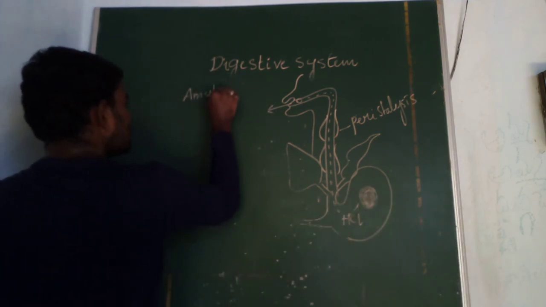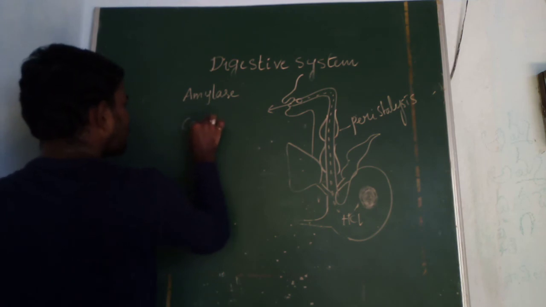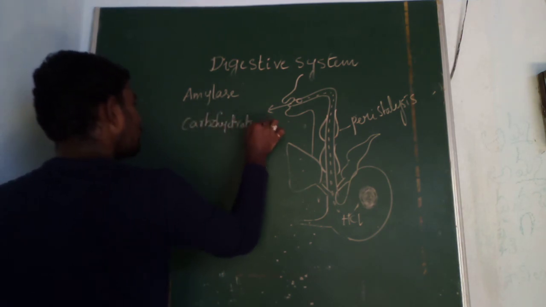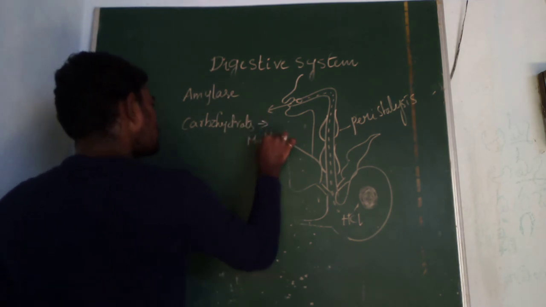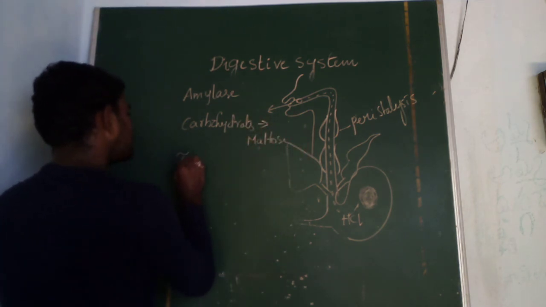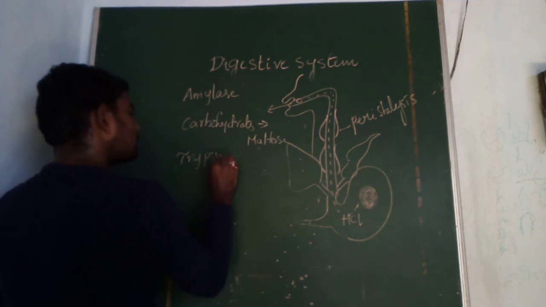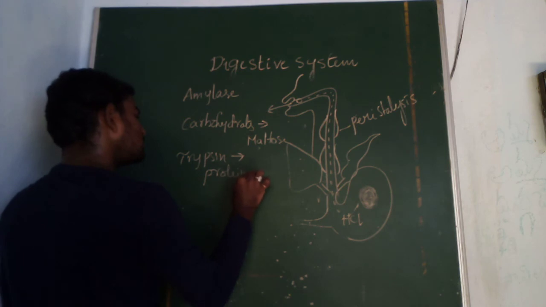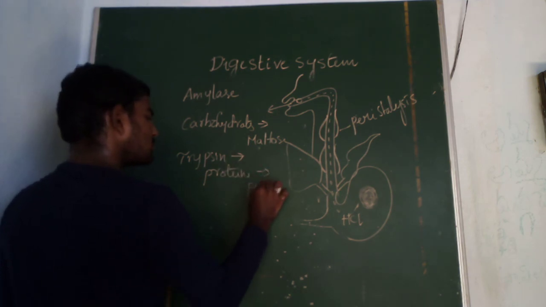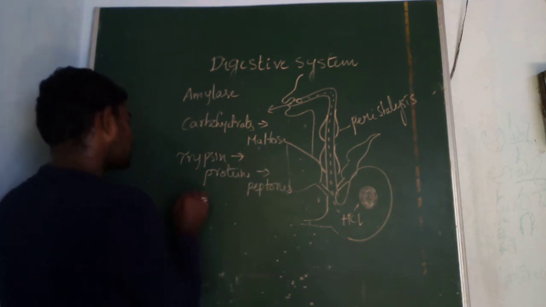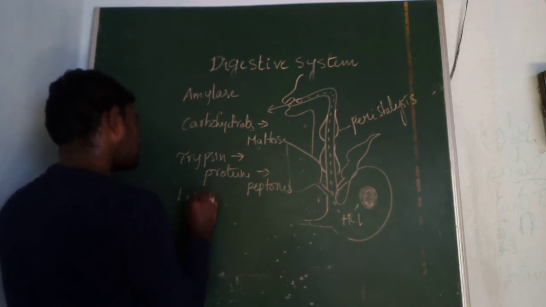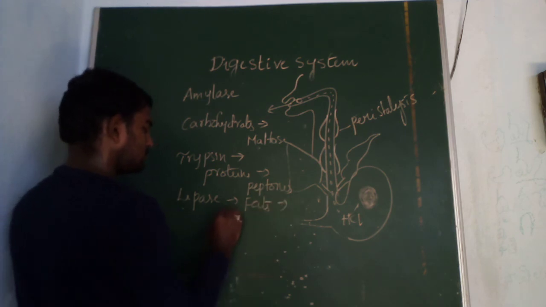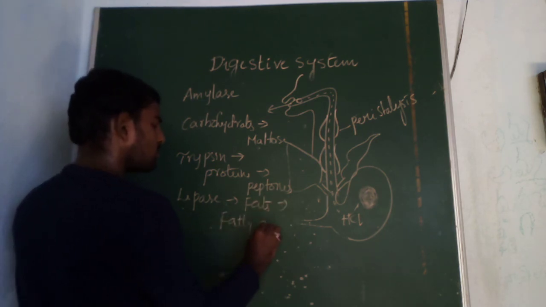Amylase is used for the breakdown of carbohydrates to maltose. Next, trypsin is used for the conversion of proteins to peptones. And the next one is lipase, for the conversion of fats into fatty acids and glycerol.